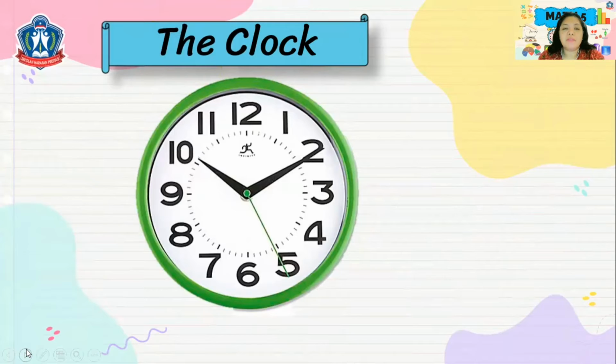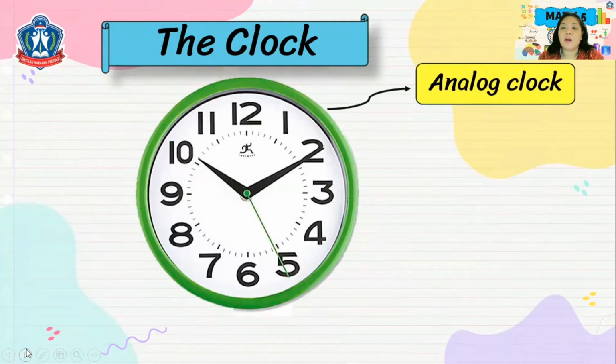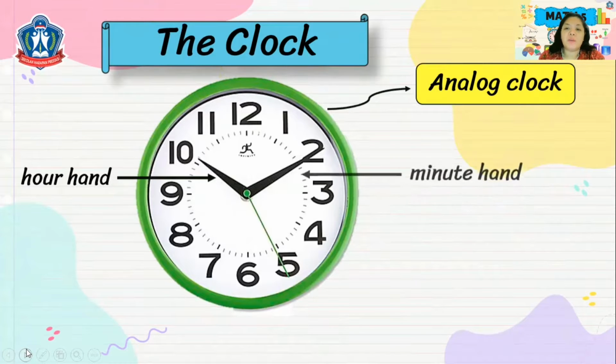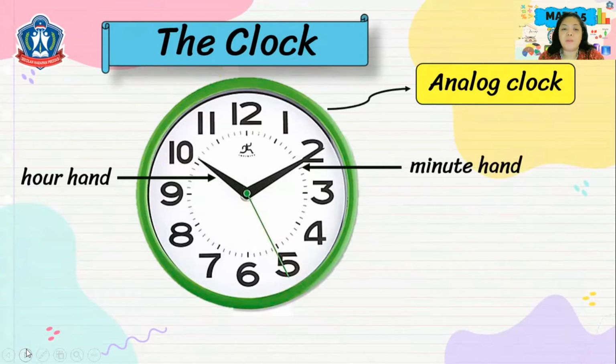This kind of clock, children, that's showing the hands of the clock, is what we call the analog clock. We have two kinds of clock: the digital clock and the analog. This kind of clock that we usually hang on our wall is what we call the analog. It has three hands. We have the hour hand, the shortest hand, or we can also call it the short hand. Then we have the minute hand or the long hand, and we have this hand, the thin one. We call it the second hand.